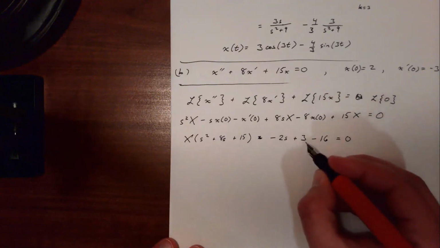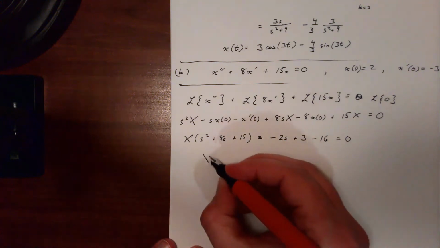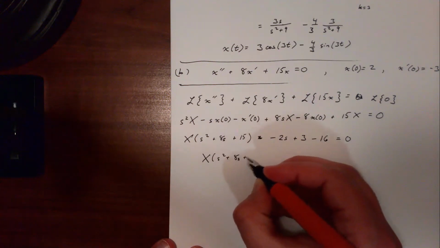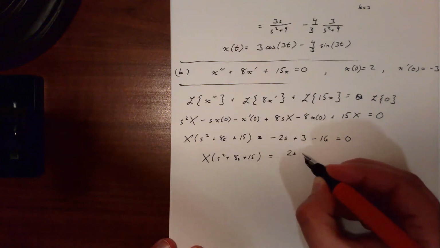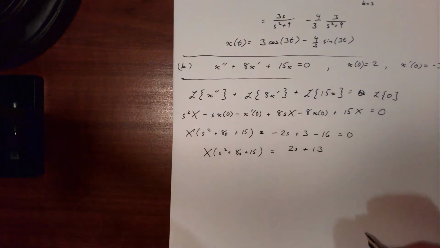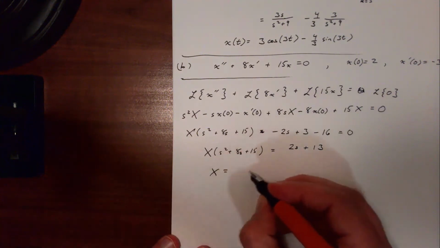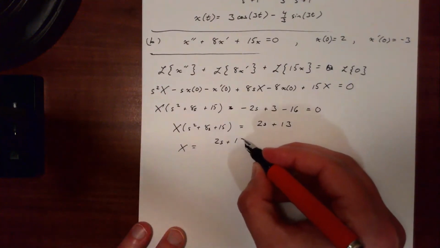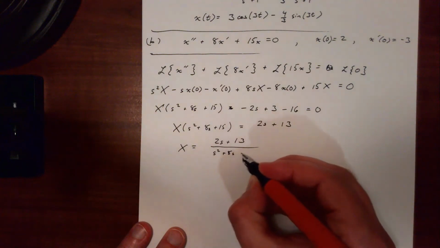So combine those, and it's going to be negative 13, and move it over to the other side, and we get x times (s squared plus 8s plus 15) is equal to 2s plus 13, and then we will divide both sides by this, and that will give us x equals (2s plus 13) divided by (s squared plus 8s plus 15).